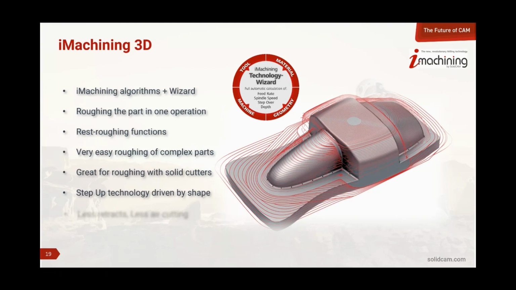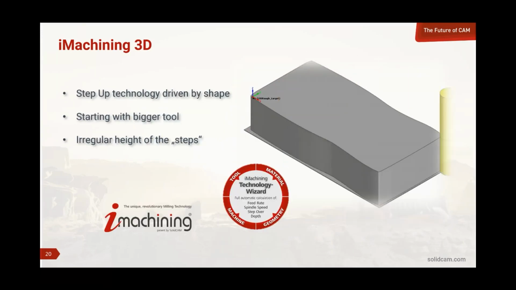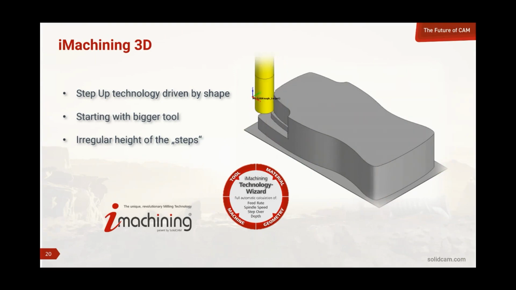Now, the idea with this is iMachining is going to allow us to take a much deeper depth of cut in the initial roughing operation. And so we're going to take it from that point and begin working our way up the model, reducing the staircases as we go and creating that near net surface finish. This gives us less retracts, less air cutting, and, as I said before, the opportunity in many cases to completely eliminate a semi-finishing operation.